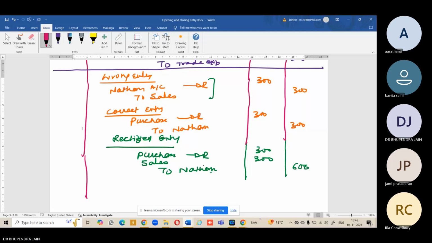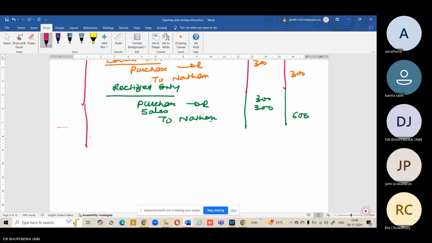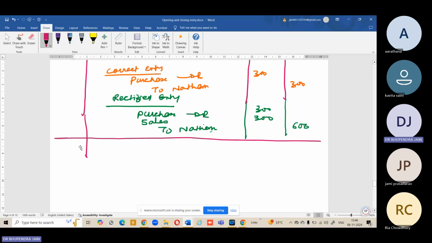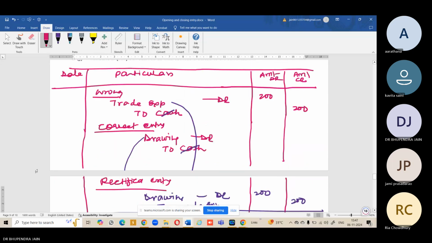Is this clear? Write down the correct entry at the time of rectification and then reverse the entry which we have passed the wrong. That's why we have to pass this type of entry. ठीक है जी. Next entry.